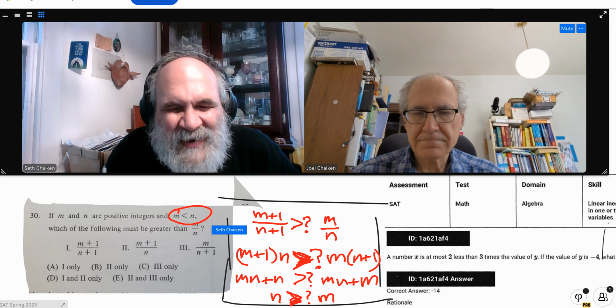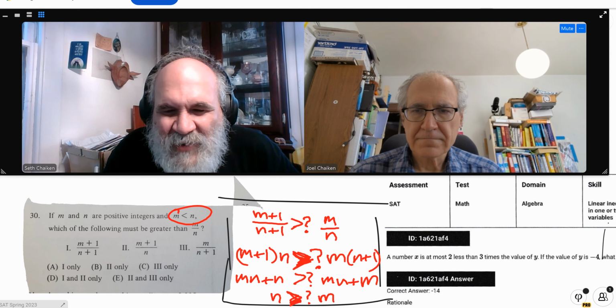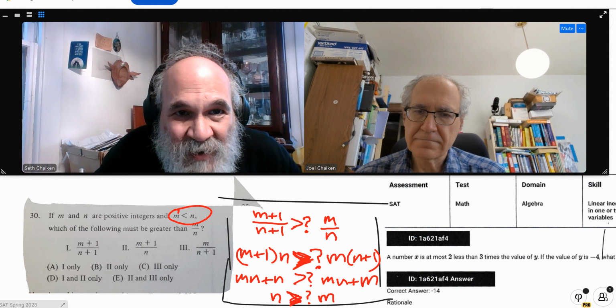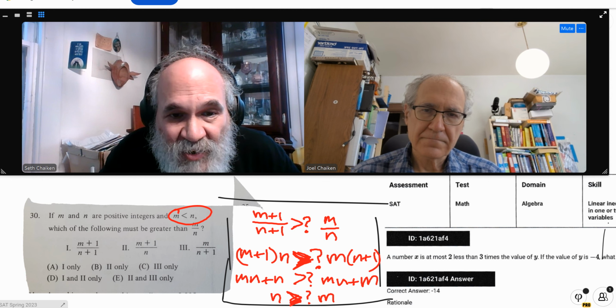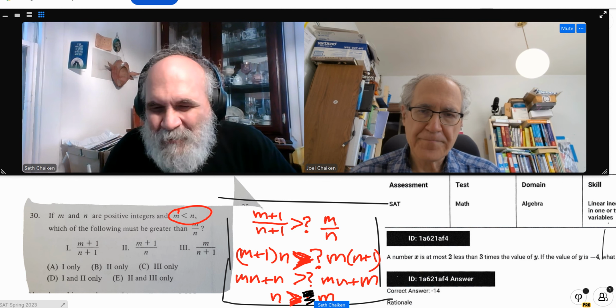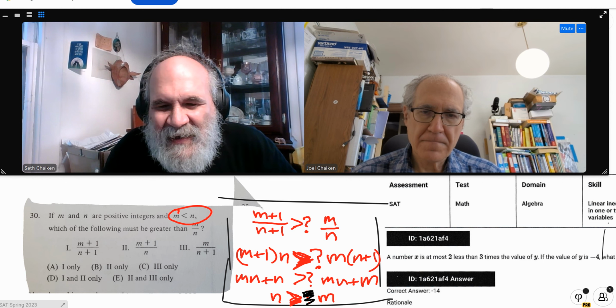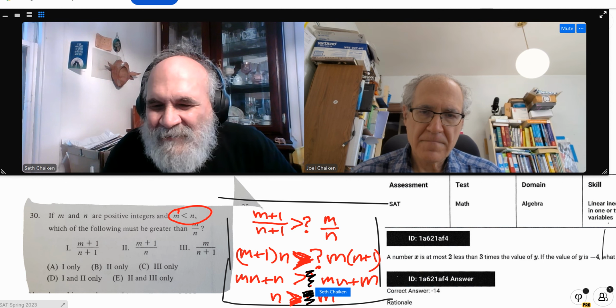Now, since the inequalities are preserved, we could now take what they told you: n is greater than m. So this question mark, we could change to true. And therefore reverse this step, and this is true. Right.